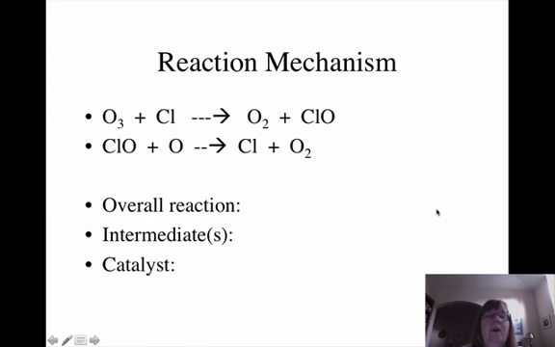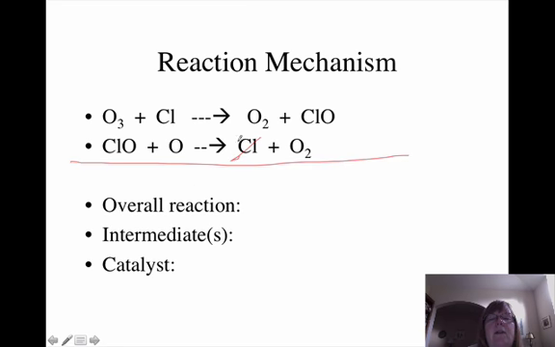It does take part in the reaction here, but it's then regenerated at the end. Okay, so let's have you go ahead, pause this, try this reaction, see what you come up with for the overall reaction, identify any intermediate, there can be more than one, and also identify any catalysts. Okay, so let's go ahead and add these together. See if you got this.